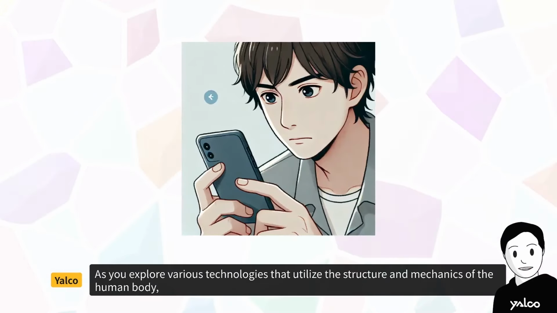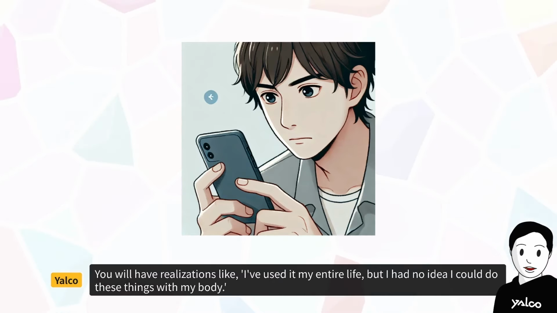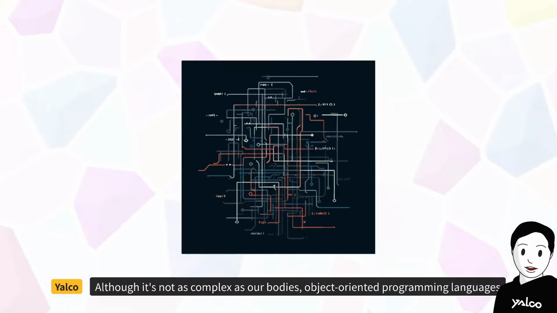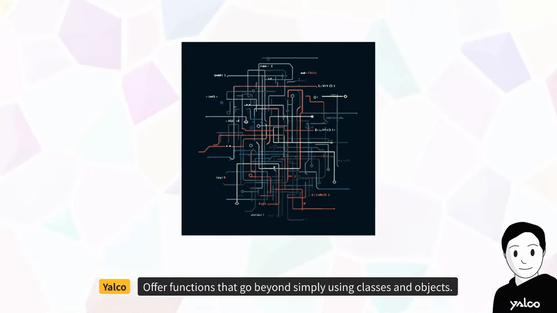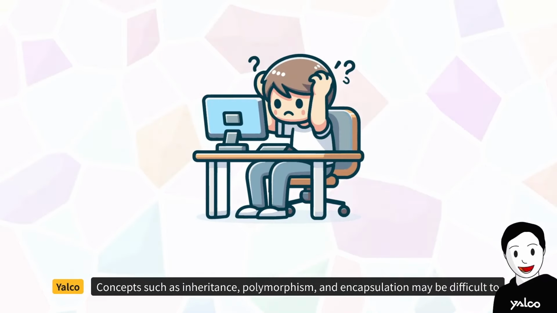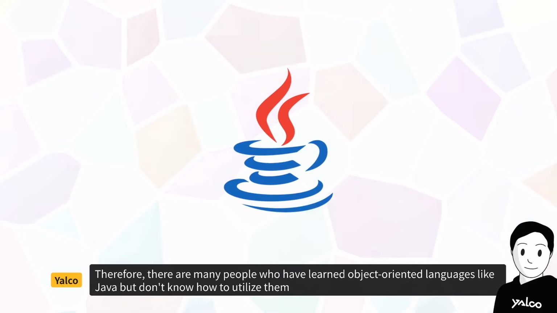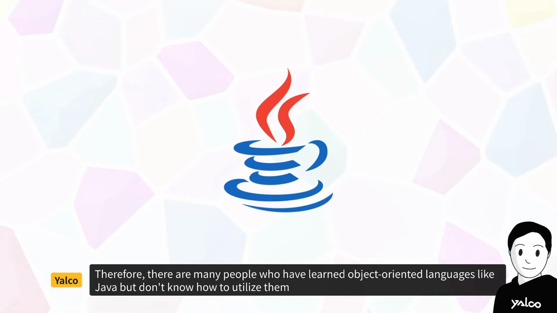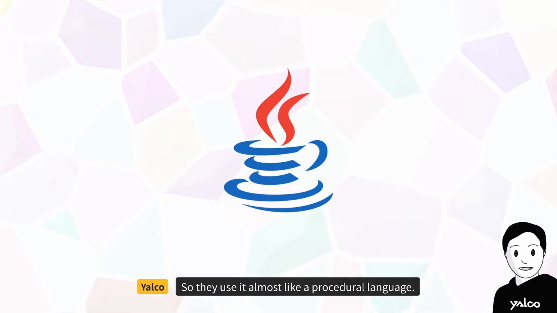As you explore various techniques that utilize the structure and mechanics of the human body, you will have realizations like, I've used it my entire life, but I had no idea I could do these things with my body. Although it's not as complex as our bodies, object-oriented programming languages offer functions that go beyond simply using classes and objects. Concepts such as inheritance, polymorphism, and encapsulation may be difficult to understand in terms of how they can be effectively used in practice on your own. Therefore, there are many people who have learned object-oriented languages like Java, but don't know how to utilize them, so they use it almost like a procedural language.